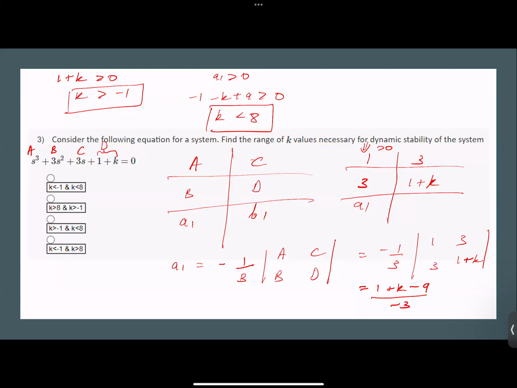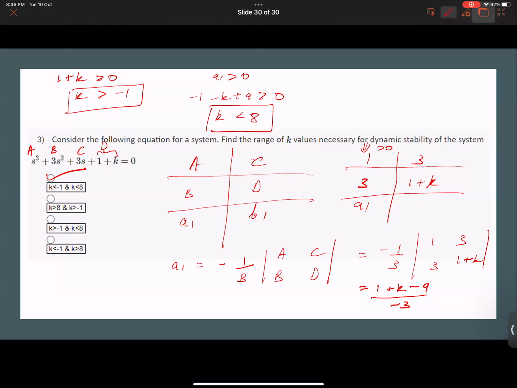Okay? So the two conditions, which one satisfies both of these? K should be less than 8 and greater than minus 1, the first one. Okay? Oh, that's not the one. Do correct me if I'm going wrong. K less than 8 and greater than minus 1. This is the one.